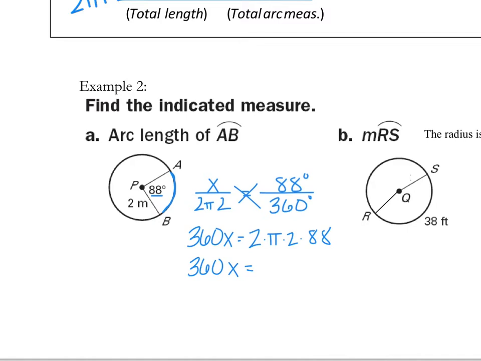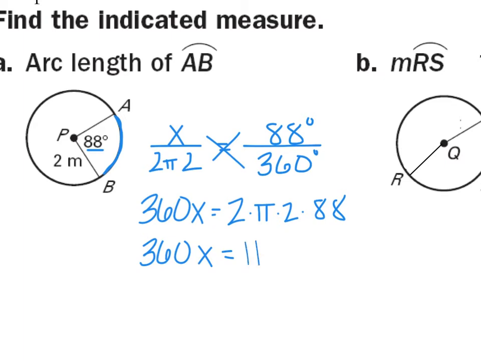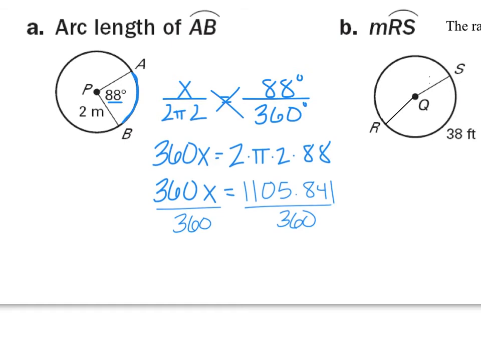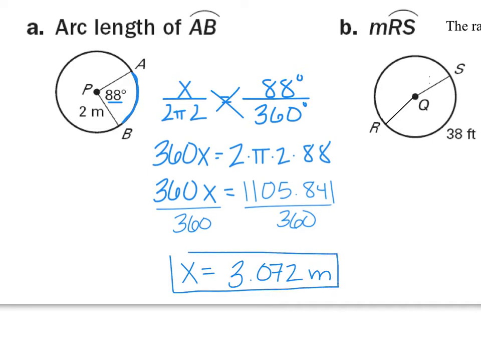Nothing fancy. If you have a pi button, use the pi button on your calculator. Every calculator should have a pi button. So after I type it in, I will get 1105.841, and then I just divide by 360. You don't even have to retype it. You can just press divide, and it will give you the answer divided by 360, and that's 3.072. And meters, since I'm talking about length, since the radius is in meters, the length is going to be in meters as well.